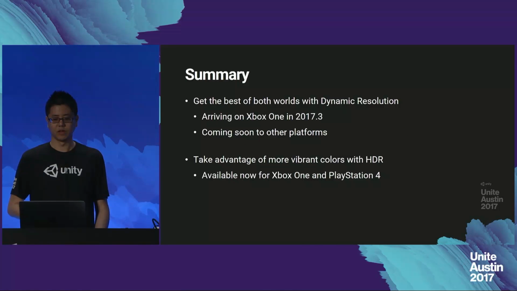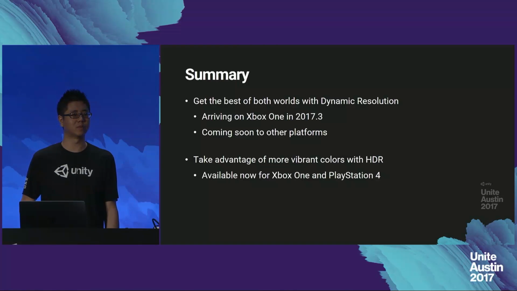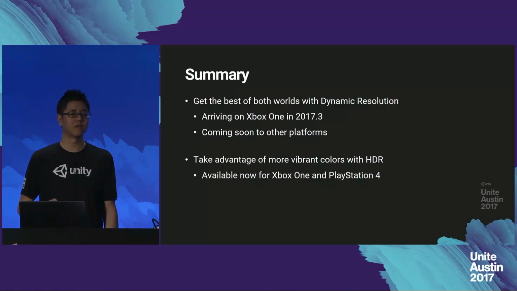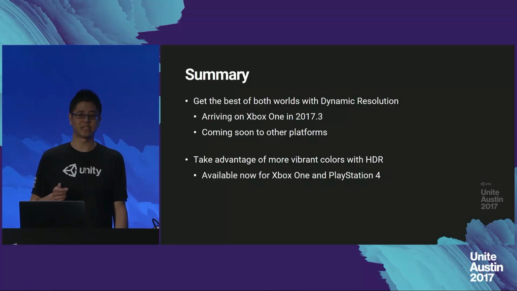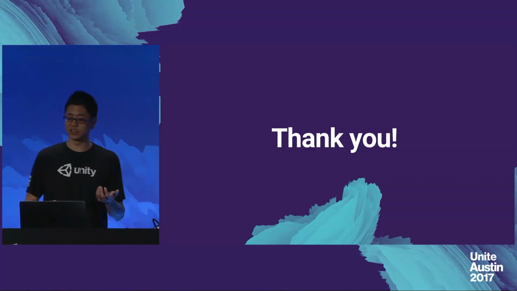The features that we talked about today give developers more options than ever to build the game of their dreams without compromising frame rate, resolution, or colors. To summarize once again, dynamic resolution is coming first to Xbox in 2017.3 and arriving on other platforms soon after. HDR is available right now for both PlayStation 4 and Xbox One. And that concludes our presentation today.